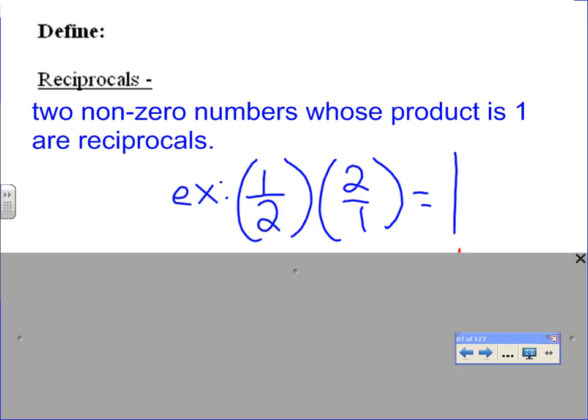Underneath that, I'd like you to write an example down. Here's a great example of the product of 2 fractions or 2 numbers whose product is 1. These numbers are reciprocals of each other. 1/2 times 2 over 1. If you flip this, you get 2 over 1. The product is 1. Technically, you could cross simplify. 2 divided by 2 is 1. 1 times 1 is 1.